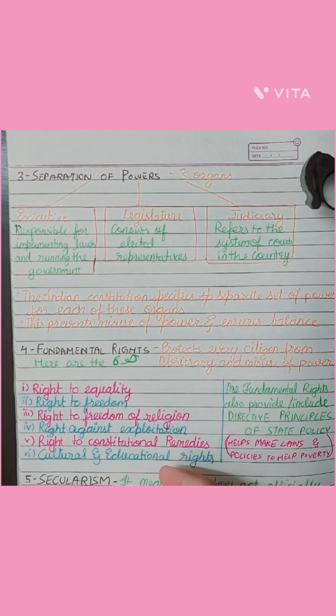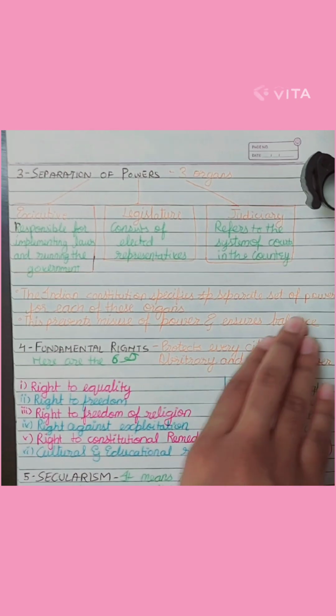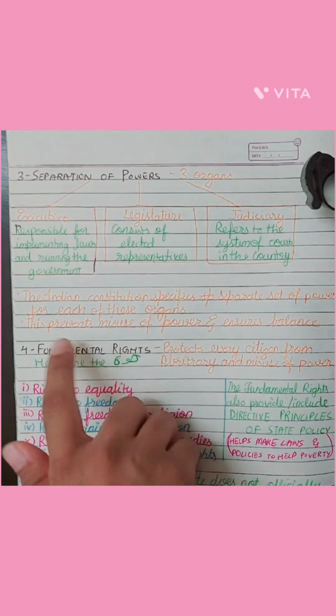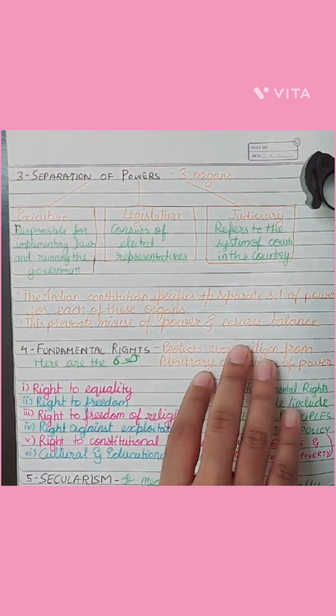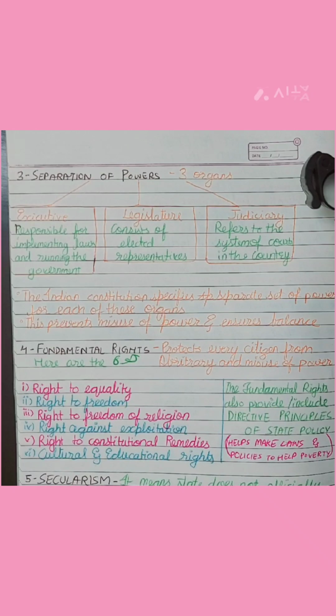The Indian Constitution specifies a separate set of powers for each of these organs. This prevents misuse of power and ensures balance in the running of the government.